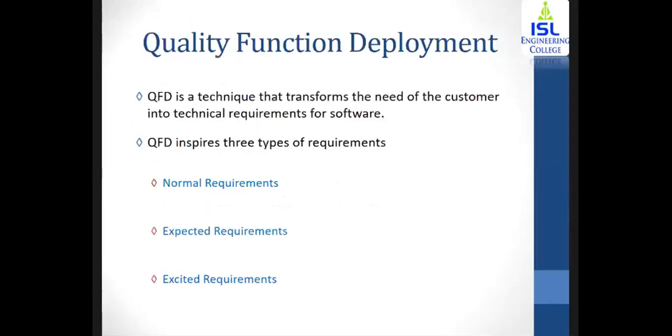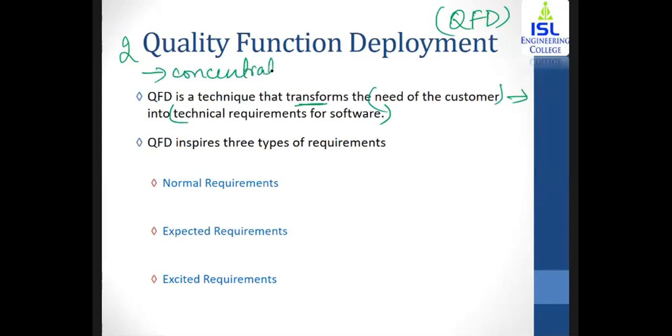The next phase is quality function deployment. The second phase is also called QFD, quality function deployment. Now, what is QFD? QFD is a technique that transforms the needs of the customer into technical requirements. That is, what the customer wants within the software, you're changing it into technical requirements, that is, what a software can achieve. Now, this QFD concentrates more upon customer satisfaction.